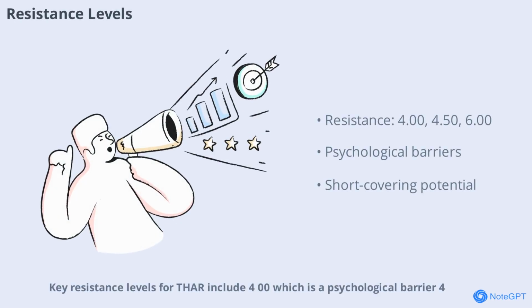to the rebound. Key resistance levels for THAR include 4, which is a psychological barrier, 4.5, the early September high, and 6, the August consolidation level. These levels are where selling pressure is likely to emerge. If the stock can break through these resistances, it could trigger short covering and a move higher. However, each resistance level presents a challenge that must be overcome for a sustained rally.